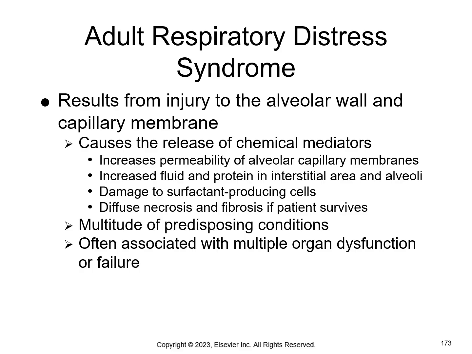Adult respiratory distress syndrome is going to come from some injury to the alveolar wall and the capillary membrane. This causes chemical mediators to be released. That increases the permeability of the alveolar capillary membrane, increases the fluid and the protein in the interstitial area, and the alveoli will have damage to the surfactant producing cells and diffuse necrosis and fibrosis if the patient survives. This is caused by a multitude of predisposing conditions, and it's often associated with multiple organ dysfunction or failure.